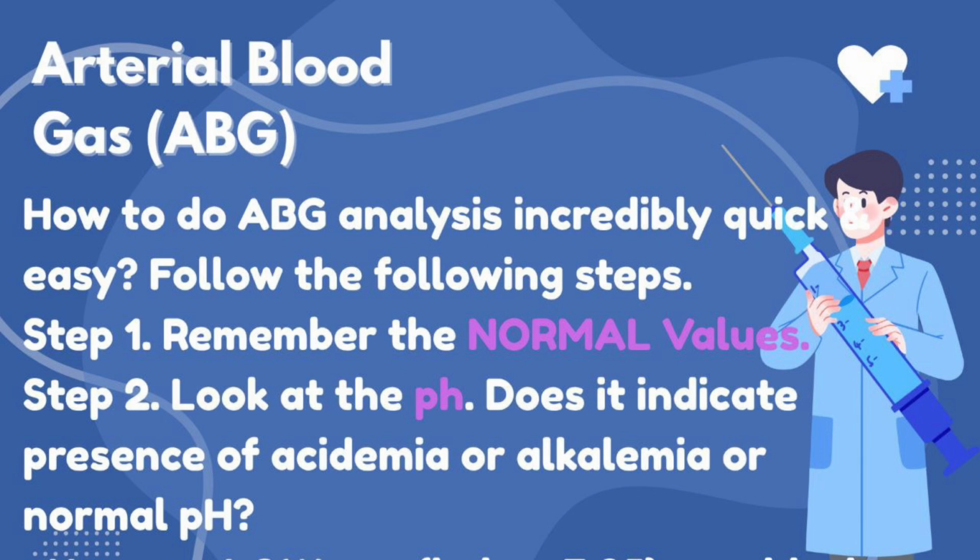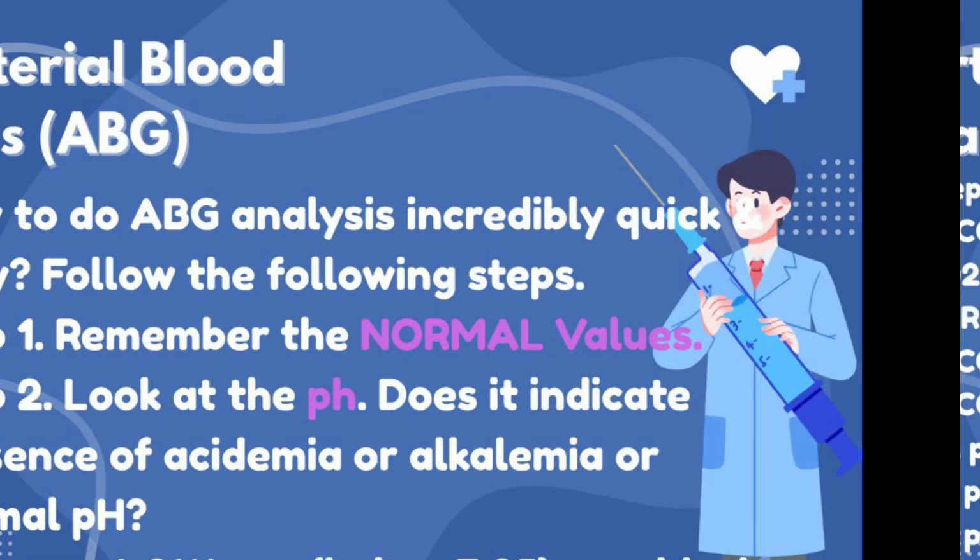How to do ABG analysis incredibly quick and easy. Follow the following steps. First, remember the normal values. Always start with knowing the normal range; without that you can't tell what's wrong. Next step is look at the pH. Does it indicate the presence of acidemia or alkalemia, or a normal pH? If the pH is below 7.35, the blood is acidic. If above 7.45, the blood is basic or alkaline. If between 7.35 and 7.45, it is normal.